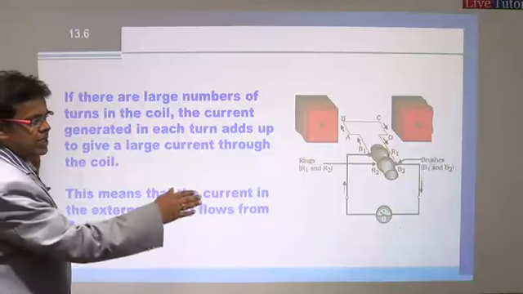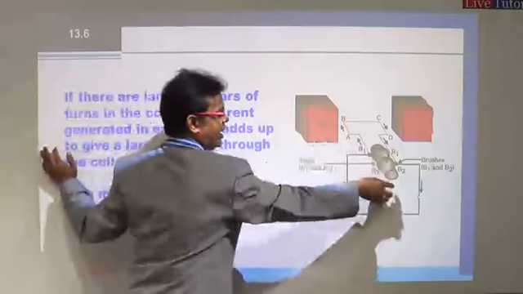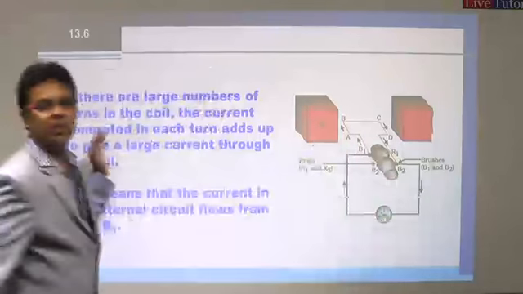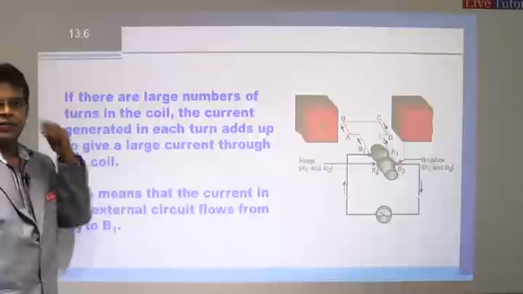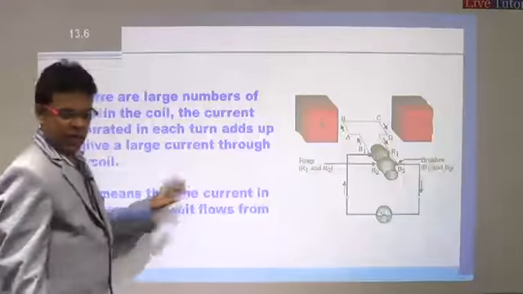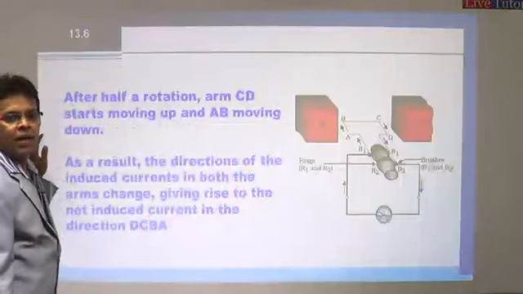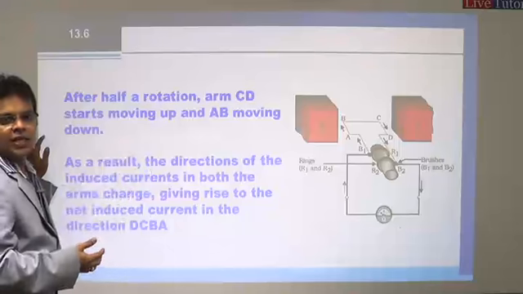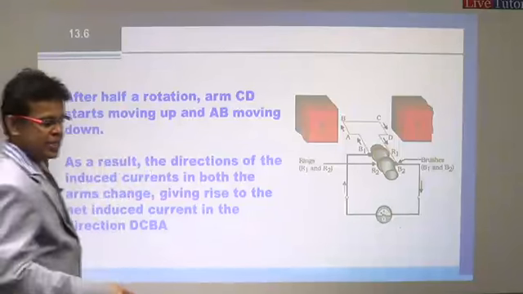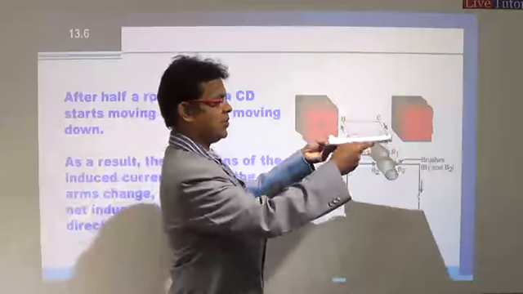So here in the first half, the current will flow through the coil from A, B, C, D, and externally it will be in which direction? B2 to B1. This is the direction of current. Now after half rotation, that is in the next half, what will happen? The arm CD will start moving upward. That is the first half. This is the actual position.